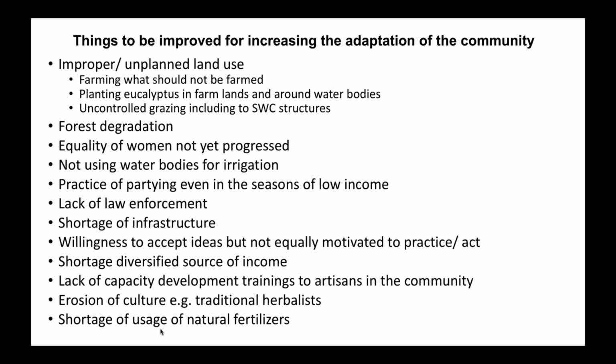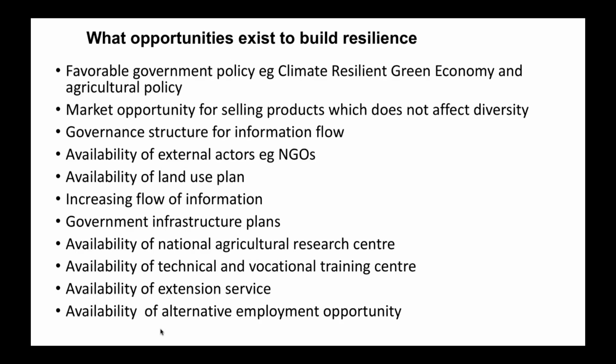Shortage of diversified sources of income, lack of capacity development trainings for artisans in the community, erosion of culture, for example, traditional health practices, and shortage of usage of natural fertilizers. The people are going to chemical fertilizers. These are the opportunities that I mentioned. There is a National Agriculture Research Center there, a technical vocational training center is there, extension service is there, employment opportunity is there, land use plan is there, and external NGOs are there. All of these are opportunities that these local communities can use.